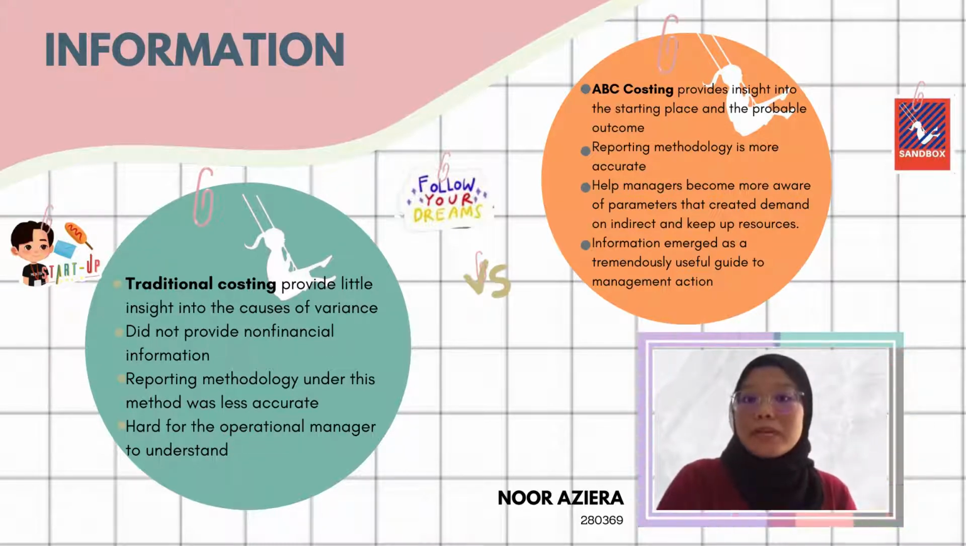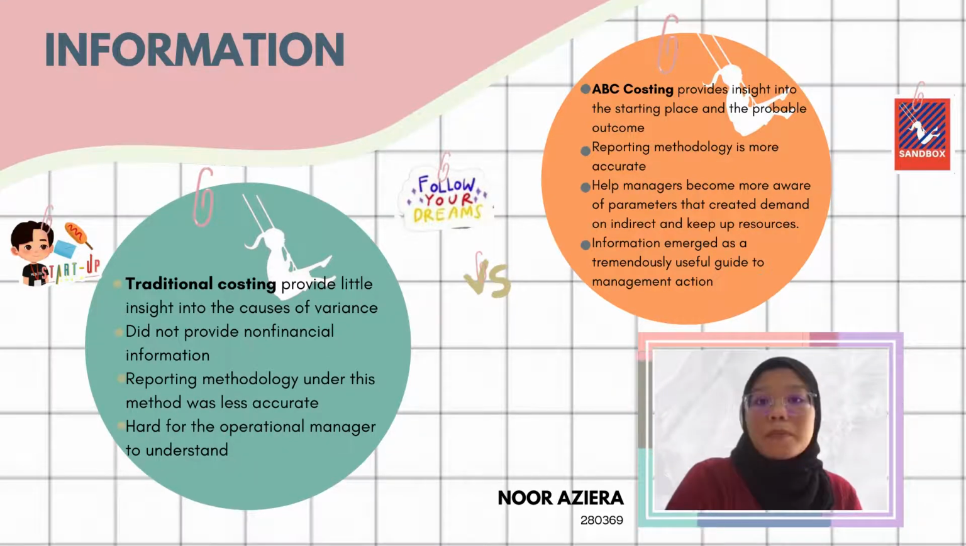Meanwhile, for activity-based costing, it provides insights into the starting place of costs and probable outcome of different decisions by the process manager. The reporting methodology is more accurate and helps manager become aware of original parameters that created demand on indirect and keep up resources that can identify and remove non-value adding activities. Besides, this information emerged as a tremendously useful guide to management action that translated directly into higher profit.